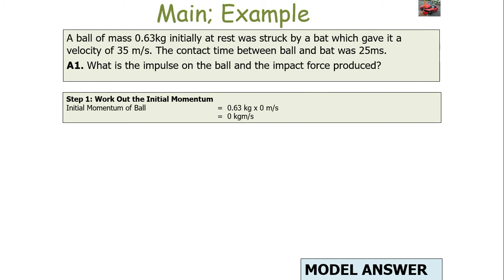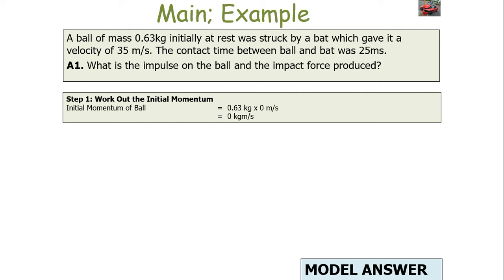Another example would be the following. A ball of mass 0.63 kilograms initially at rest was struck by a bat which gave it a velocity of 35 meters per second. The contact time between the ball and bat was 25 milliseconds. What is the impulse on the ball and the impact force produced?